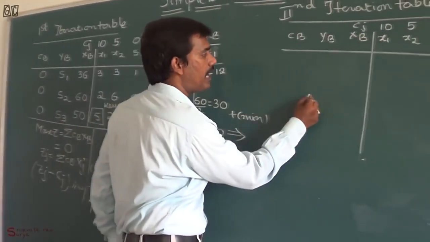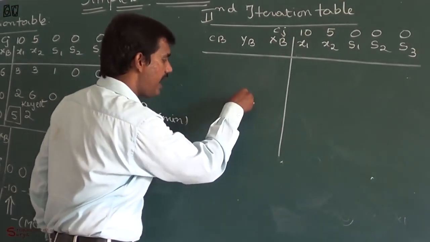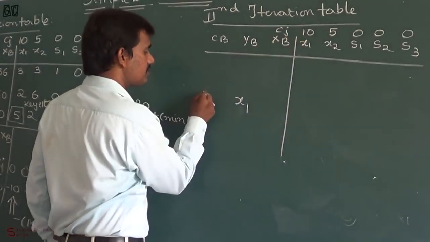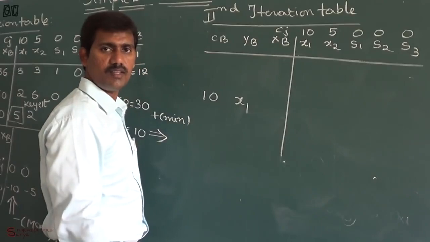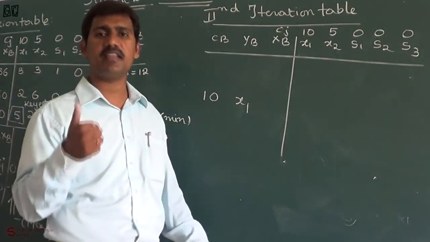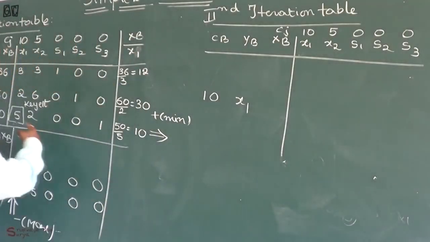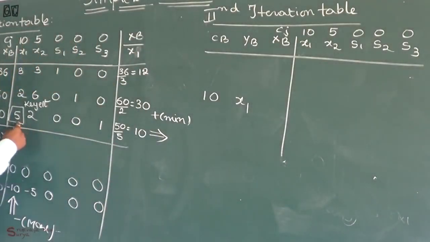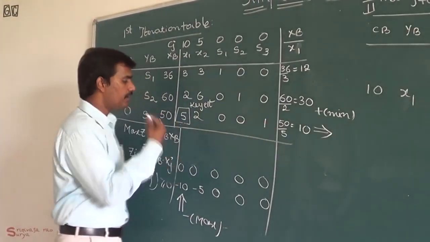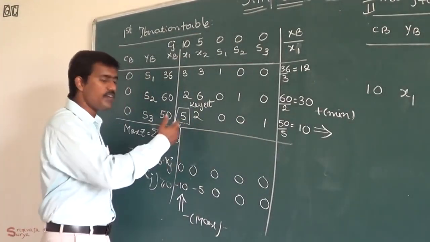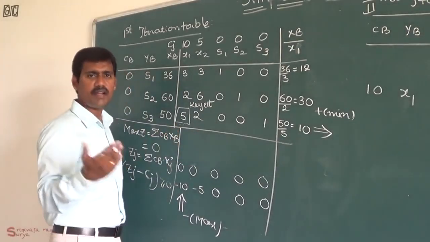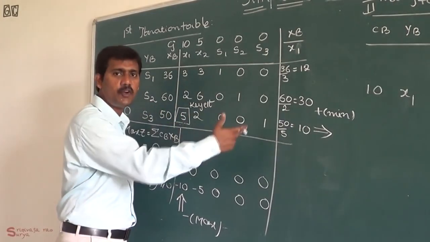So obviously here I am going to write the first value x1. The cost of this x1 is 10 here. As I already told you, we have to make the key element into unity by dividing by itself. So we have a key element 5, so we are going to divide this entire row by 5. For example, if you have a 4, you have to divide this entire row by 4. In this case we have a 5, so we are going to divide this entire row by 5.